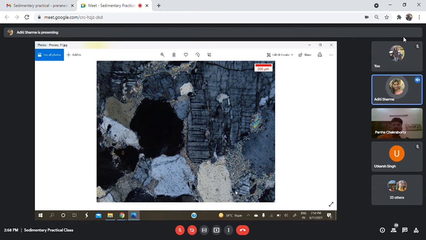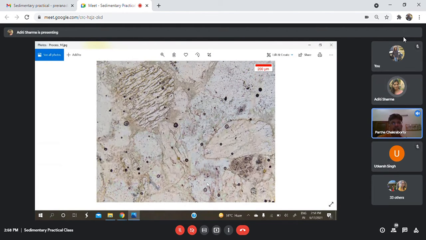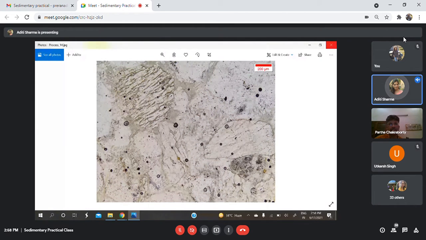So shall I move to the next step? Yeah, please. Sir, all these are from the same slide with different types of feldspar grains. Yes, different kinds of grains. This is also feldspar, and these are some of the deformation laminae in feldspar. They are deformed also. So the arkose is done.